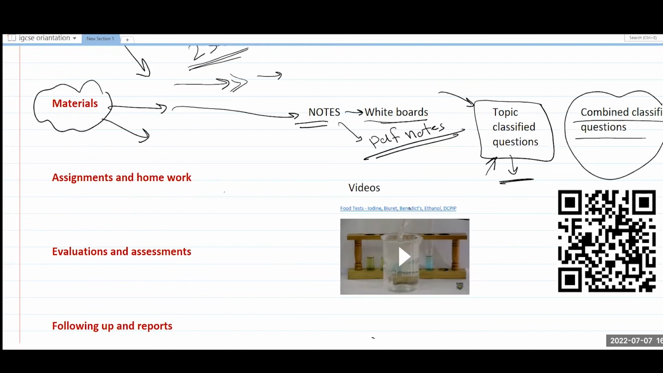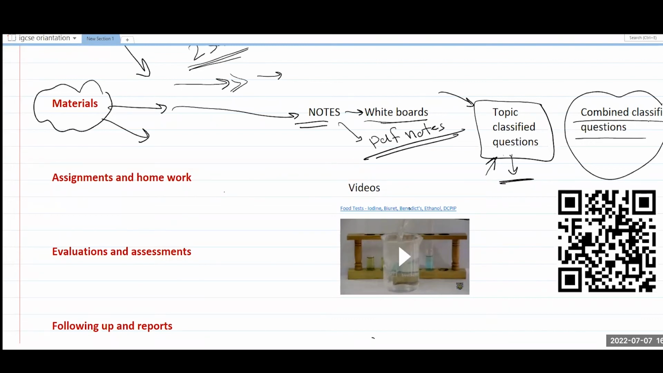Yes, Mariam, I said this will be given to you. I will show you now the sample of classified questions. I will give it to you as a PDF and you can take it, print it and solve it. You understand? There are topic classified questions after each topic I'm giving. The combined questions are the whole past papers related to the chapter: paper 2, paper 4, paper 6. You will take and print and keep it with you.